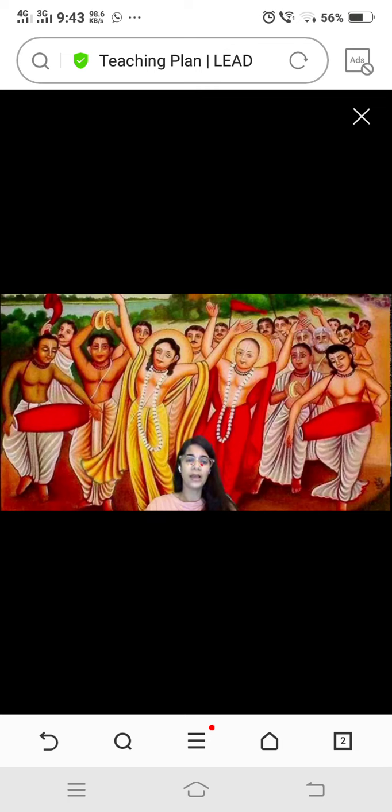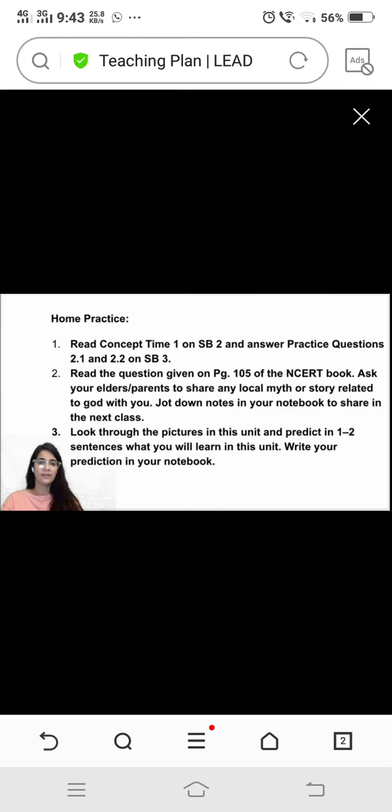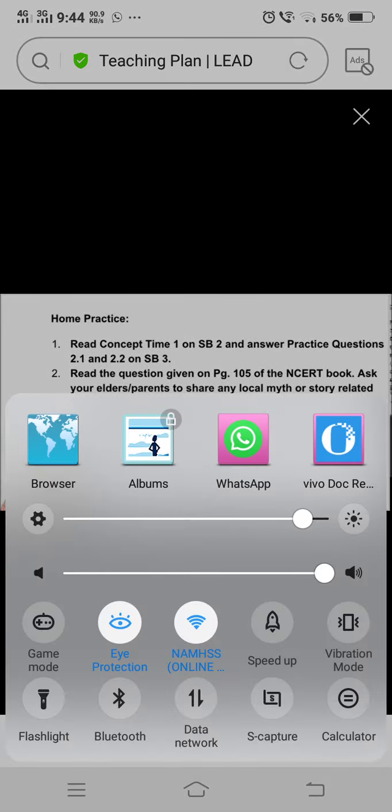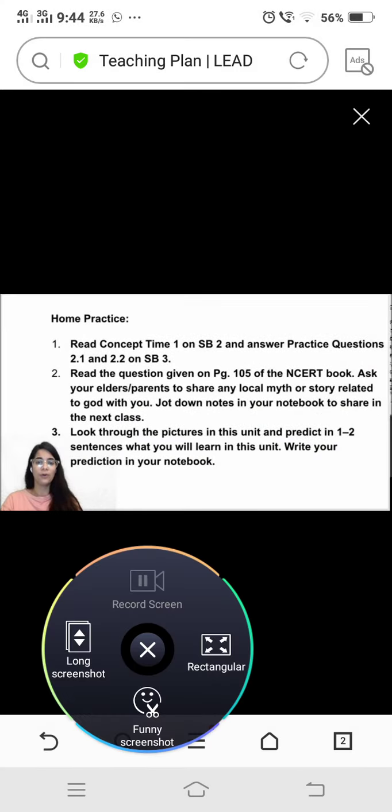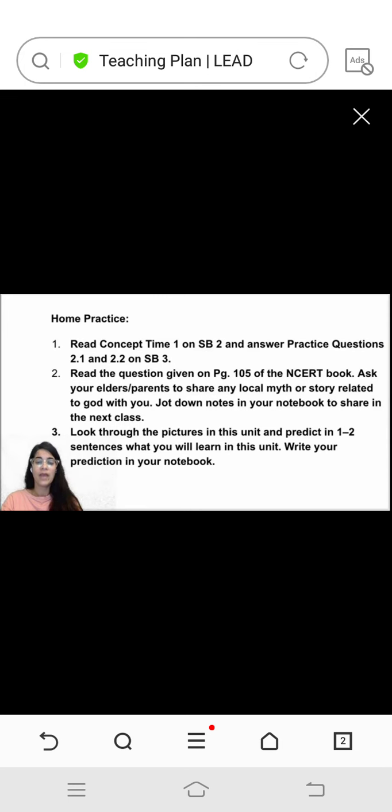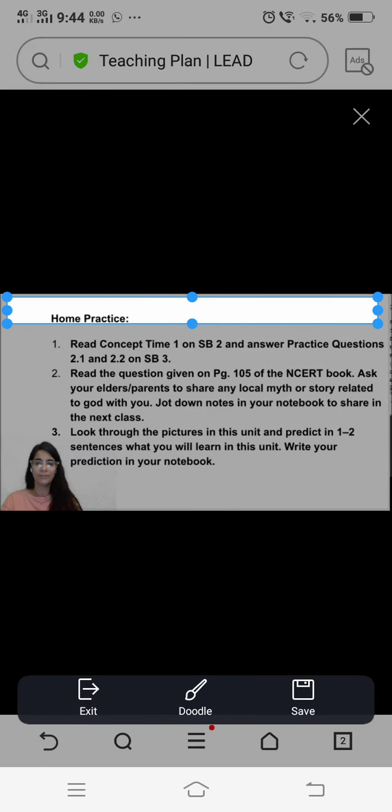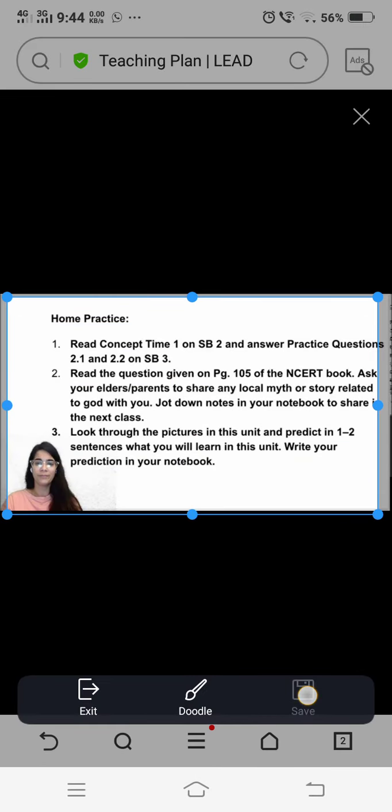Remember to do your homework, and your homework for today is to read Concept Time 1 on SP2 and answer practice questions 2.1 and 2.2 on SP3. Read the question given on page 105 of the NCERT book. Ask your elders or your parents to share any local myth or story related to God with you. Jot down notes in your notebook to share in the next class.